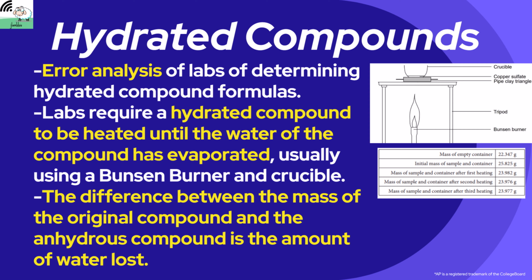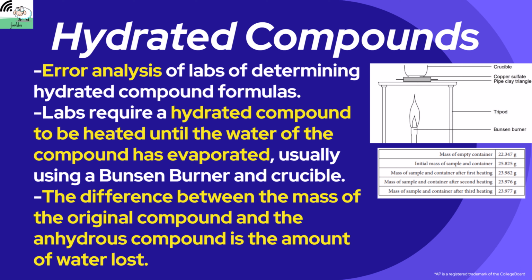So it's very important when you do the empirical formula of a hydrate that you heat it to a constant mass. Once I have the sample and the container after the third heating, I can actually subtract that from the mass of the sample in the container, and that will give me the mass of the water that is lost. I can then utilize that information and the mass of the anhydrous compound. From that information, I can calculate the empirical formula of the compound.